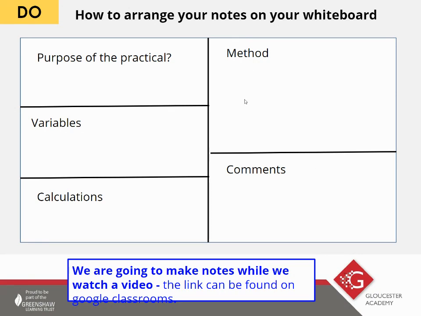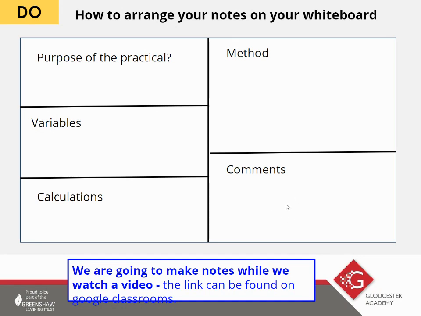I need notes on the method. So how did he do the practical? And then any additional comments. So is there anything else that he said that you think would be a useful thing? For example, do you need to repeat the experiment? Is it a case of repeating it 3 times, then changing the material, or is he doing it differently? And how could he improve the experiment? He talks about that too.